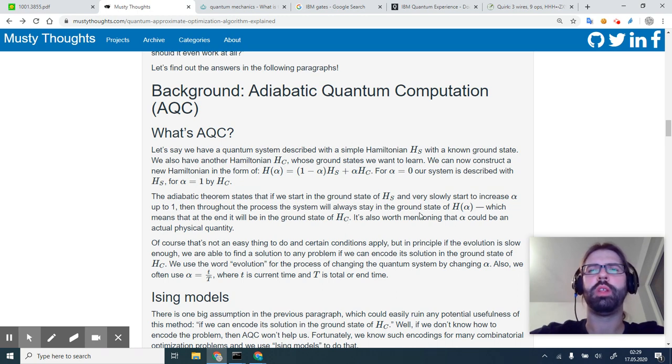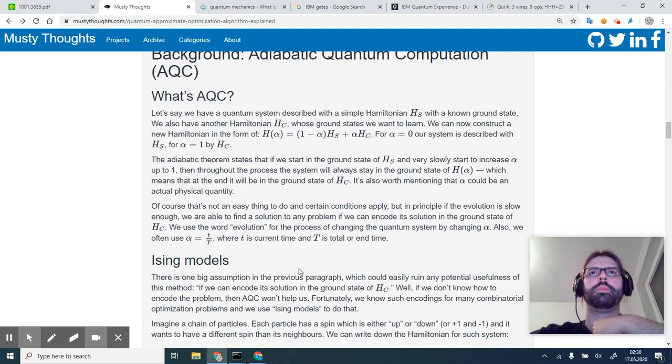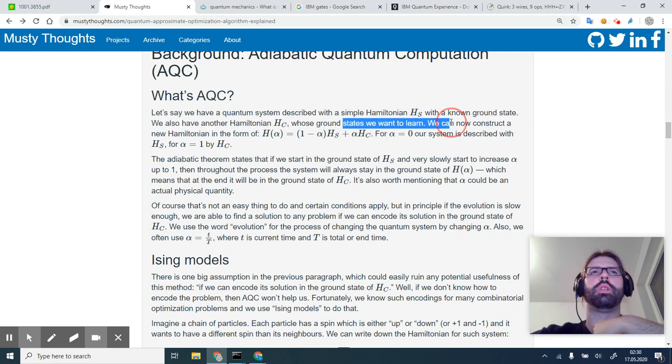Then the process will always stay in the ground state, which means that the end state will be the ground state of the cost Hamiltonian. Of course, it's not an easy thing to do when certain conditions apply, but in principle, if the evolution is slow enough, we're able to find a solution to any problem if we can encode its solution in the ground state of HC. We use the word evolution for the process of changing the quantum system. We can now construct a new Hamiltonian of the form. This is described. Okay.